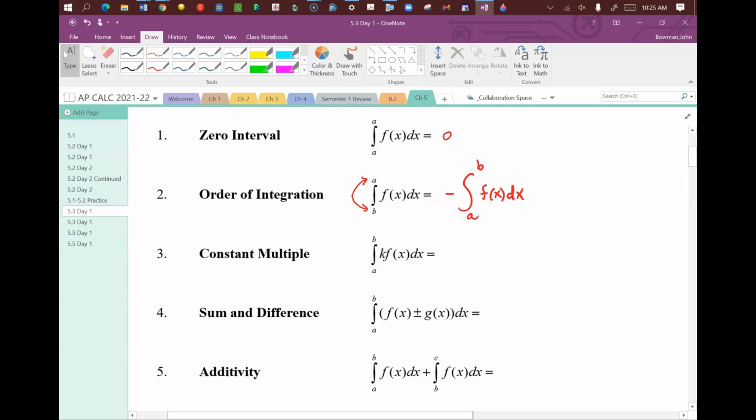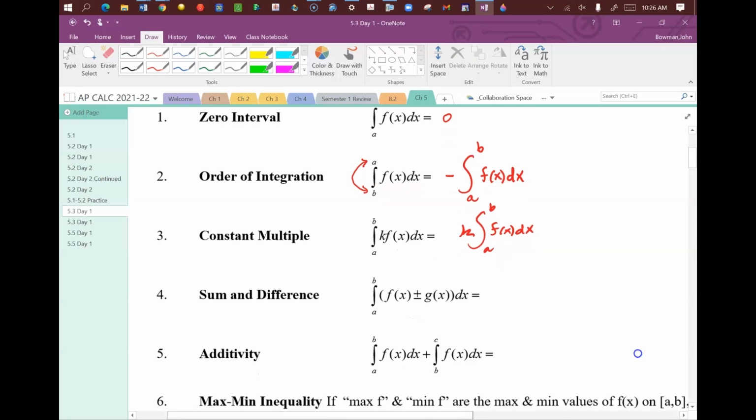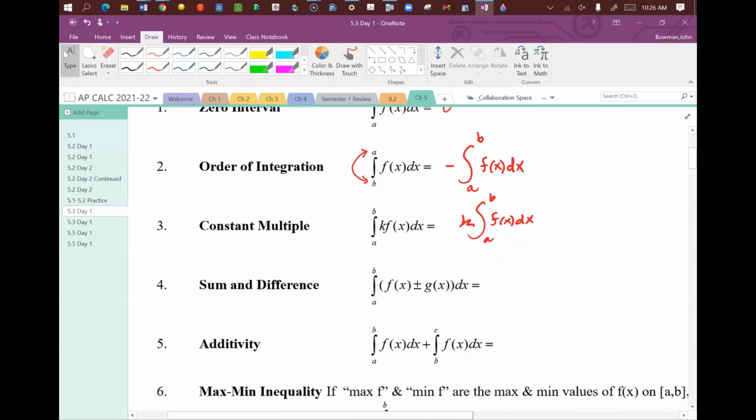A constant multiple. You can think of this as similar to a vertical stretch. So a vertical stretch is going to basically take the original integral from a to b of f of x dx and multiply it by what that stretch factor is, because you're only stretching it in one direction, which is effectively the same as pulling the constant outside of the integration.